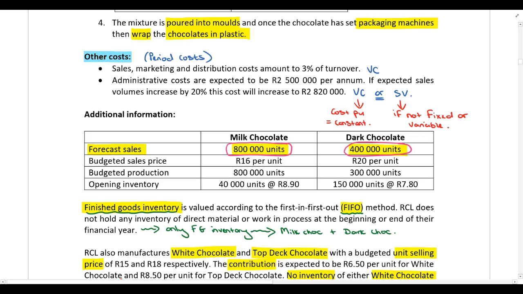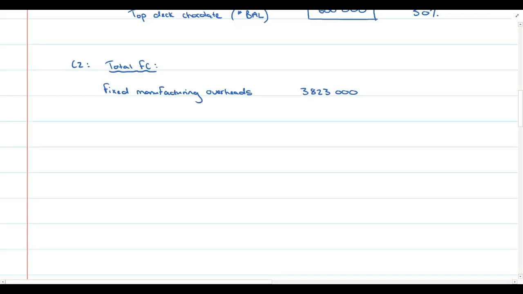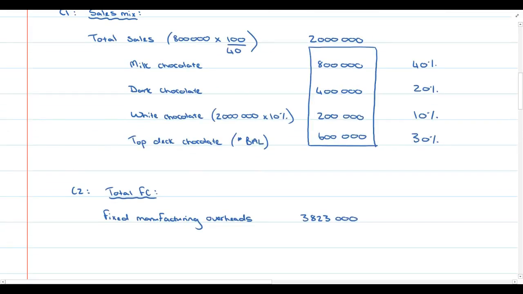So, admin costs are expected to be 2.5 million rand per annum. And that is based on them selling how many units, guys? We've now performed the calculation. They expect to sell 2 million units in total during the next financial year. So please be careful. I intentionally tried to make this difficult, guys. You can't only be looking at the forecast sales for milk and dark chocolate.